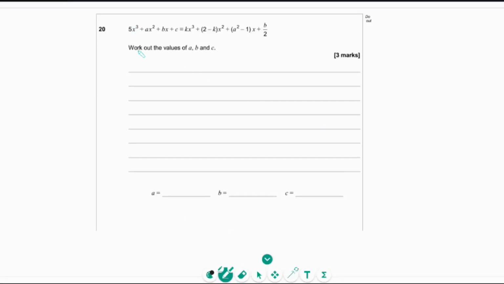5x cubed plus ax squared plus bx plus c is equal to kx cubed plus (2 minus k)x squared plus (a squared minus 1)x plus b over 2. Just compare these. We can see that 5 is equal to k. A is equal to 2 minus k. 2 minus 5 is negative 3. So A is negative 3. B is equal to a squared minus 1. Negative 3 squared minus 1 is 9 minus 1, which is 8. And C is equal to B over 2. B is 8. 8 over 2, 4.